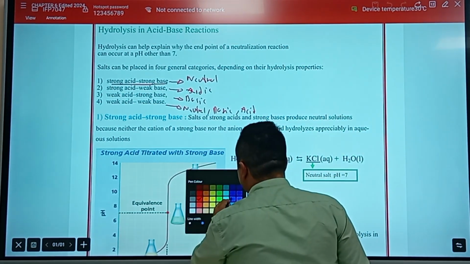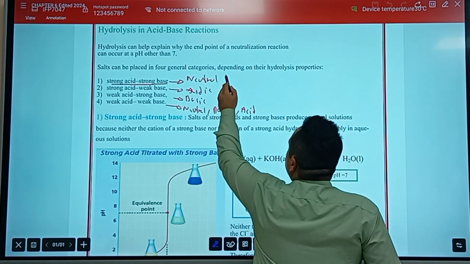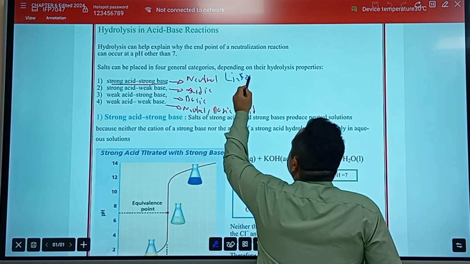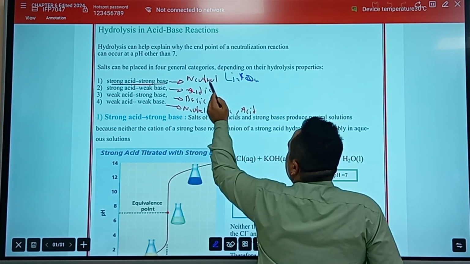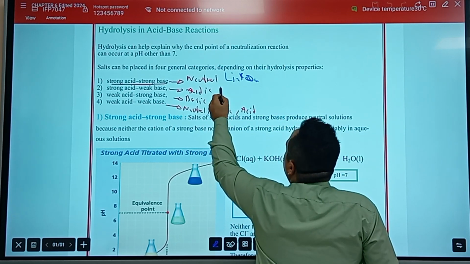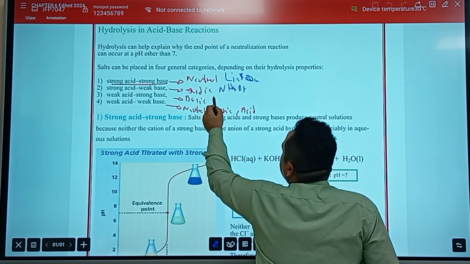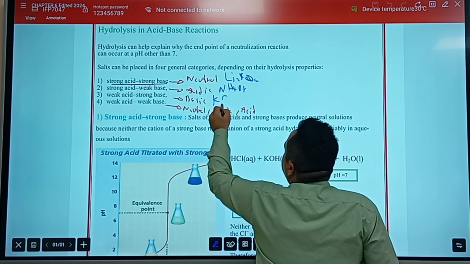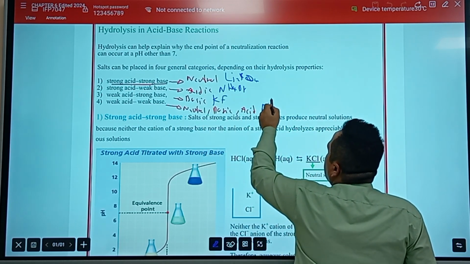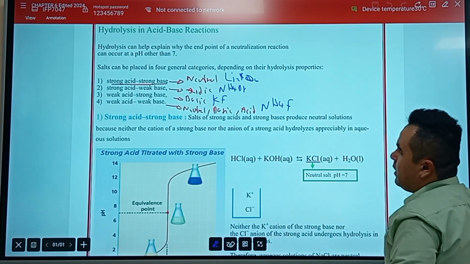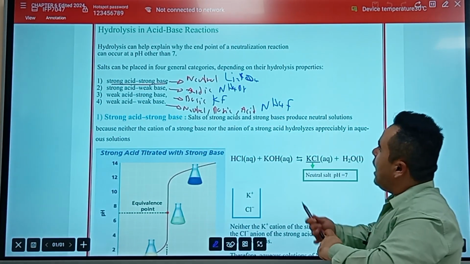Let me provide examples as well in order to know. Neutral, like Li2SO4. Acidic, NH4Br. Basic, KF. Both, NH4F. These are the types of salts which we have.